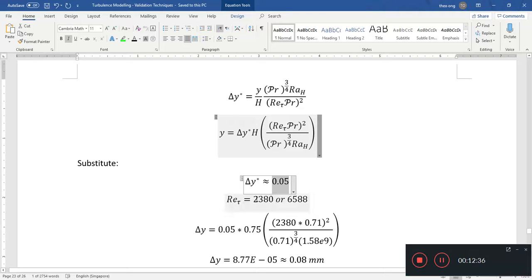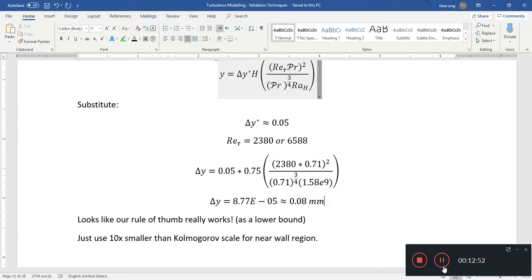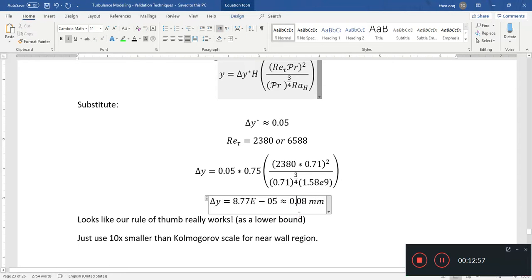Substitute this, and Re_tau being 2380. Okay, and we find that our velocity length scale is 0.08 mm. That's an estimate, so this is an order of magnitude estimate for the velocity length scale. Anyway, this is our velocity length scale estimate.